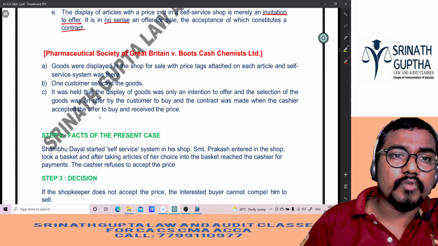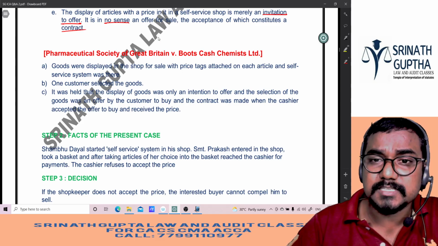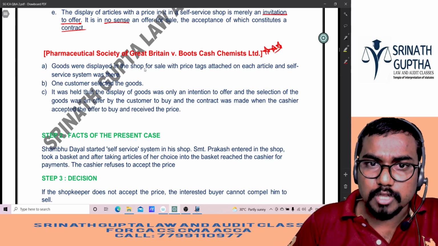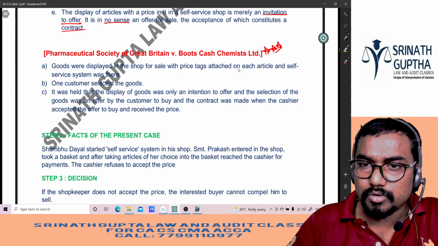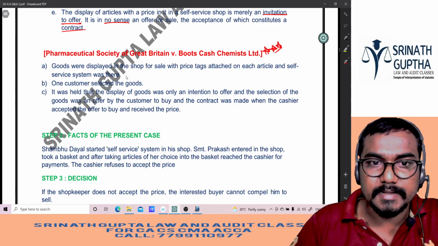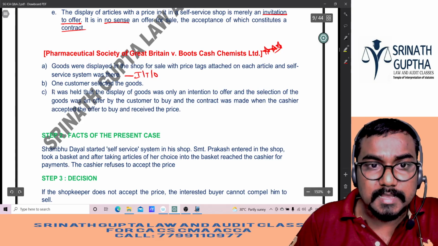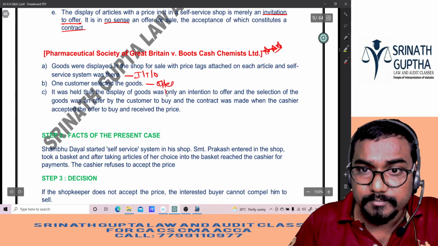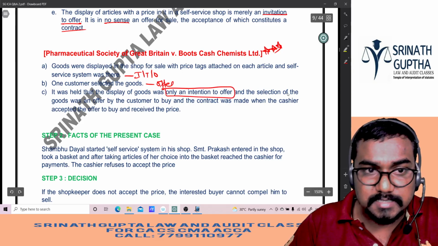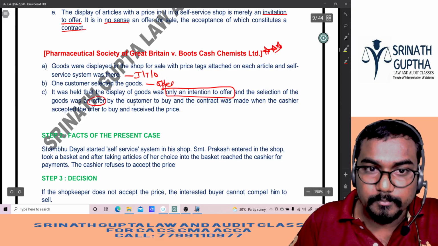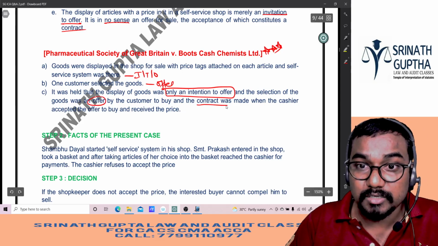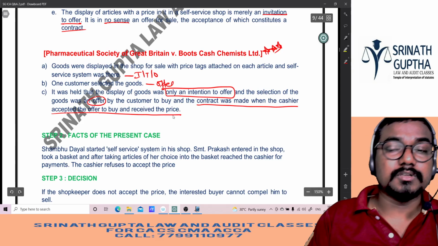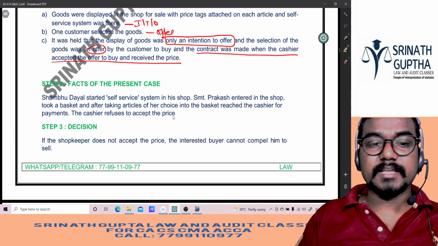A famous case law was there on this: Pharmaceutical Society of Great Britain versus Boots Cash Chemist Limited. This case law also comes in the exam. Goods were displayed in a shop for sale with a price tag attached to each article, and a self-service system was there. That is an invitation to offer. The customer selected the goods. That is the offer. It was held that display of the goods is only an invitation to offer, and selection of the goods was the offer by the customer to buy. The contract was made when the cashier accepted the offer to buy at the price. But in the question he is not accepting, so that is not a contract.